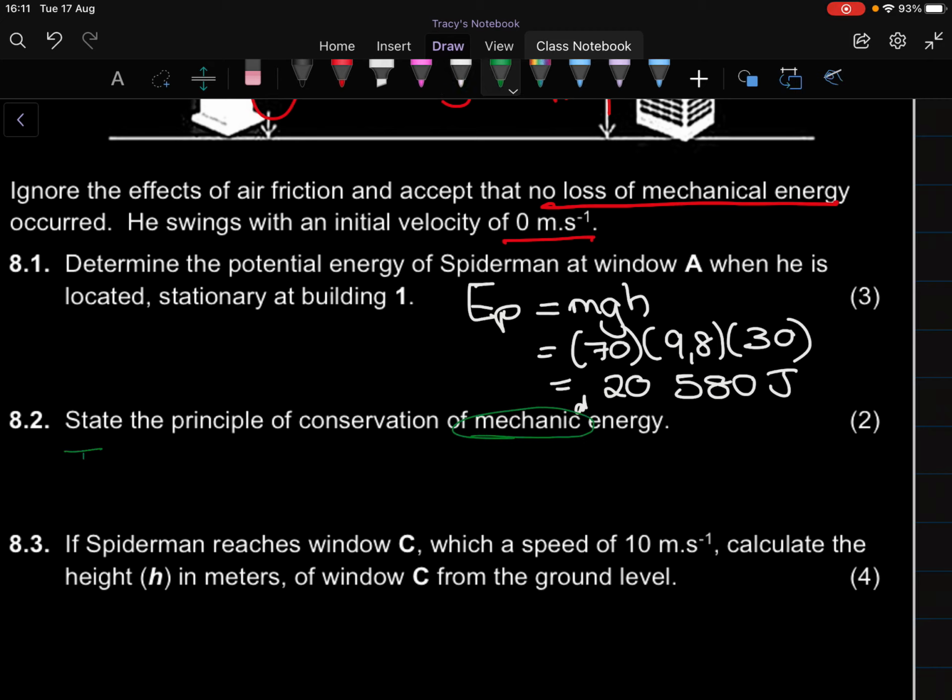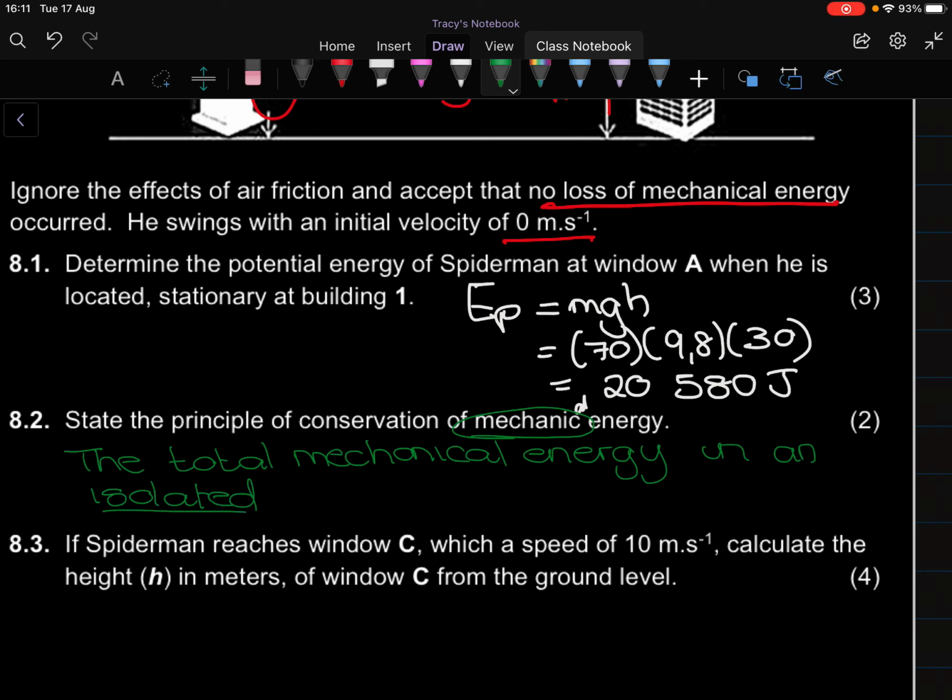So, easiest way for this is the total mechanical energy in an, very important words now, isolated system remains constant. You can also say is conserved, okay? But the point here, though, is that it is an isolated system. Okay, it's got to be closed.